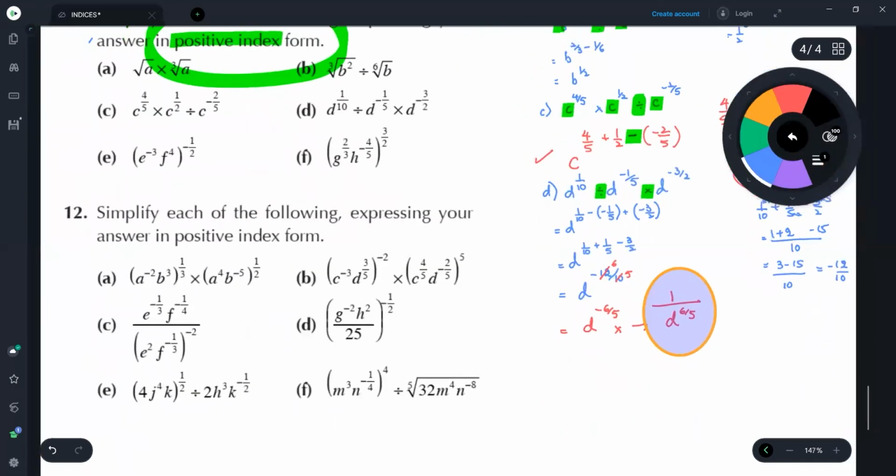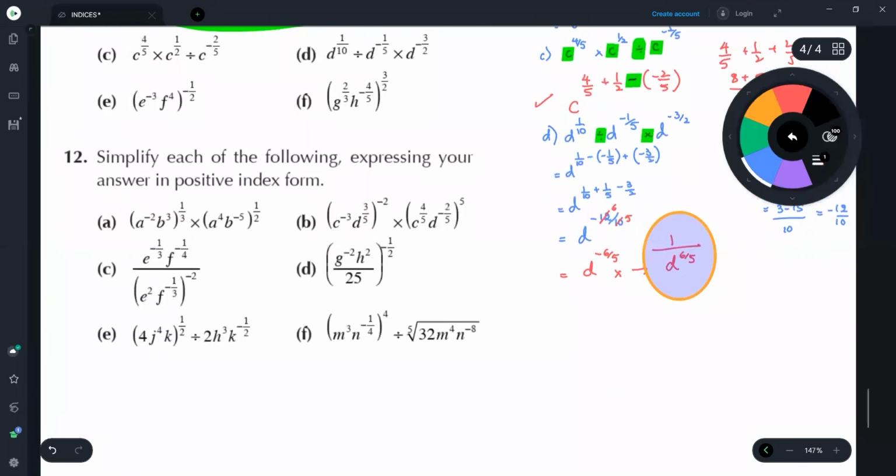These are the parts that are difficult. Okay, don't worry. I'll just try and make you understand these again. So e to the power minus 1 over 3, f raised to the power minus 1 over 4. Okay, listen. You will have to do part f yourself. So you're going to pay attention.